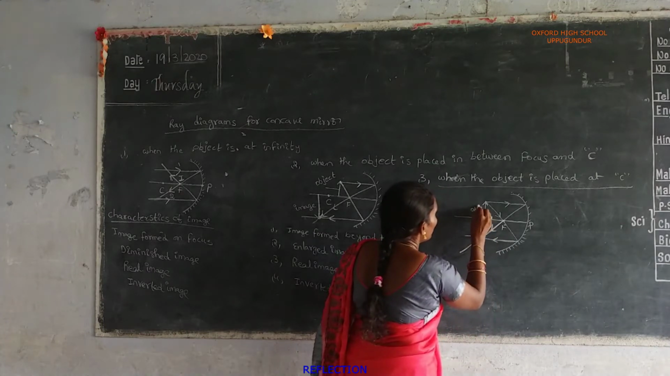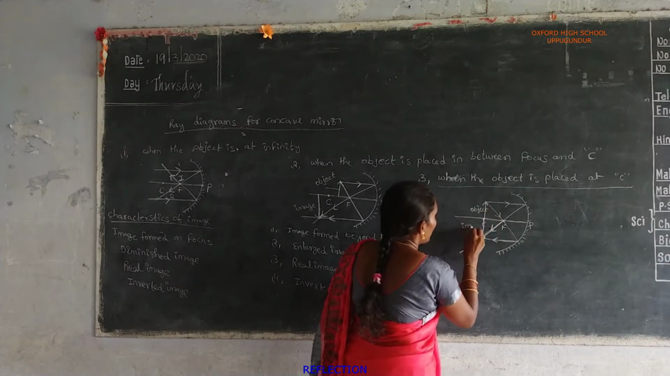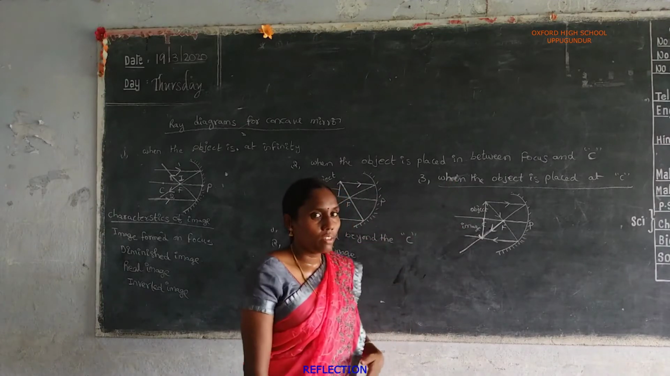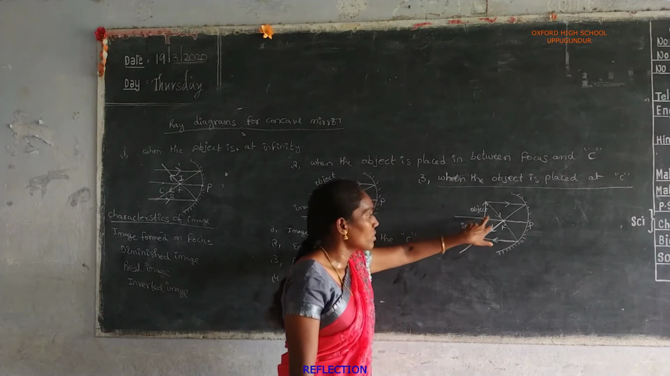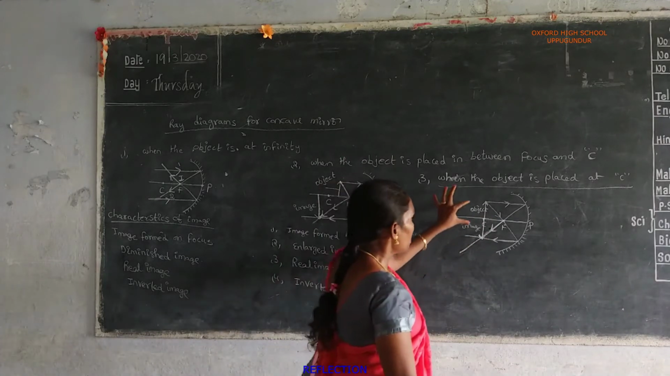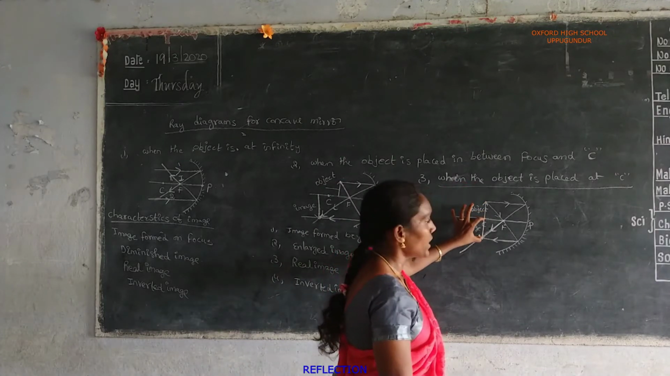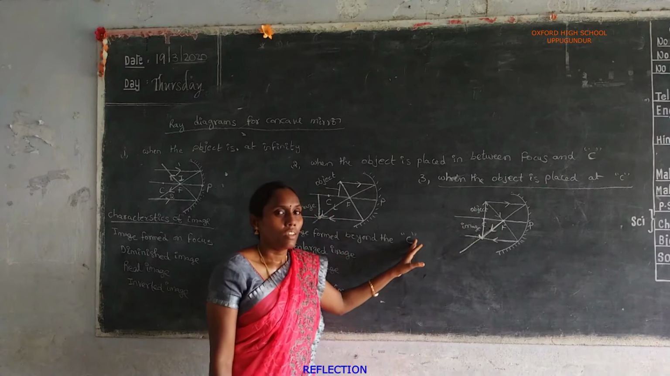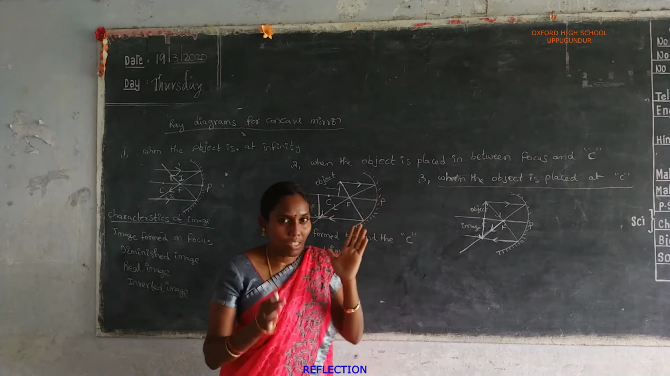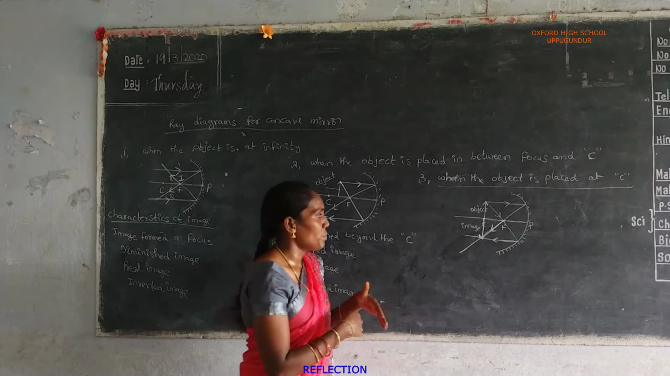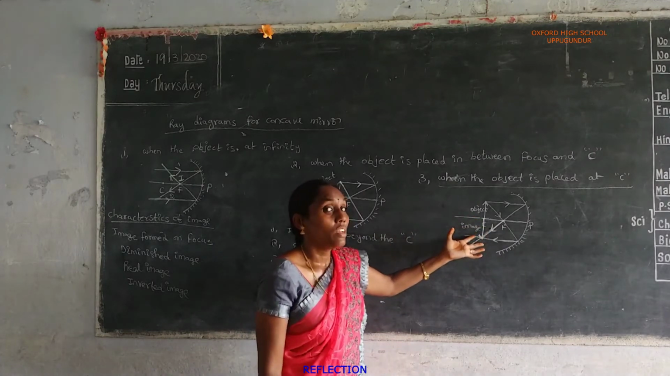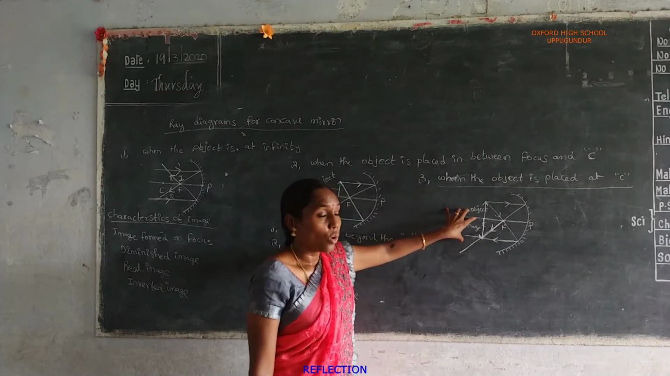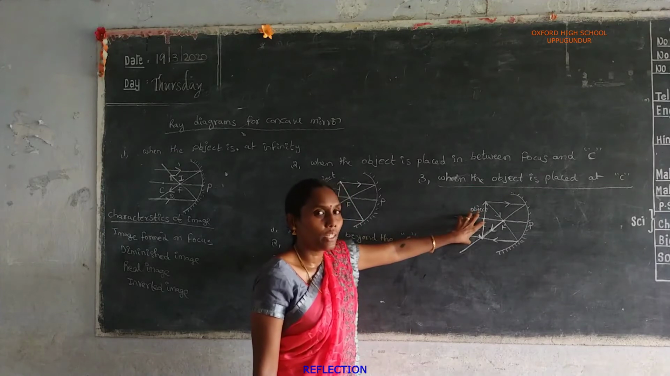This is the object and this is the image. See, when the object is placed at center of curvature, the image is also formed at the center of curvature. Here the height of the object is equal to the height of the image. And this is a real image and this is also an inverted image. Now listen carefully. The size of the object is equal to the size of the image.